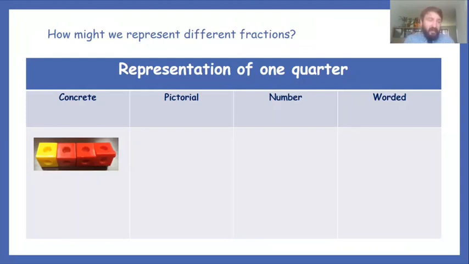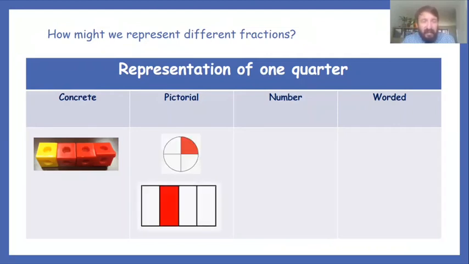Okay, and you can see that there with our lovely cubes. We have 1, 2, 3, 4 cubes, and 3 of those cubes are red and 1 is yellow. So that is 1/4. So how could we represent that pictorially? Well, there you go. We've got 1 whole circle, which has been divided into 4, and 1/4 has been colored.